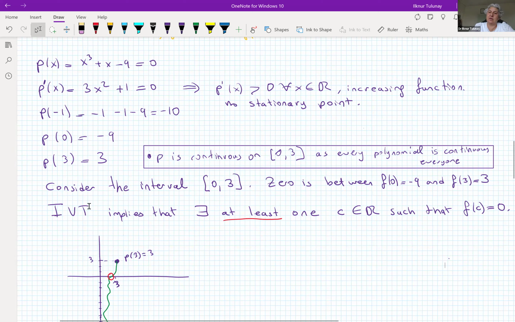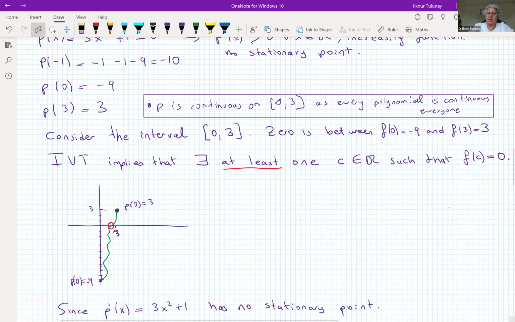We can apply the intermediate value theorem. Then at least there exists one c, by the intermediate value theorem, such that f(c) is equal to 0. There exists a zero in that interval, between 0 and 3. If you come to think of it, p(0) is minus 9 and p(3) is equal to 3, right? And this is always an increasing function. It has to go through the x-axis, so it has to have a zero here, one.